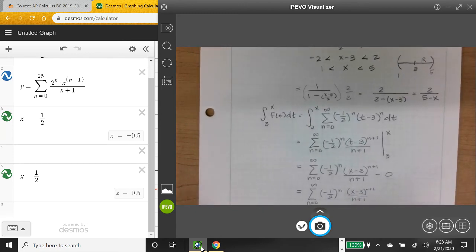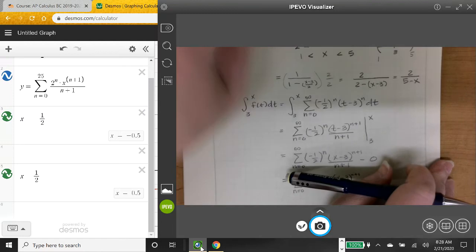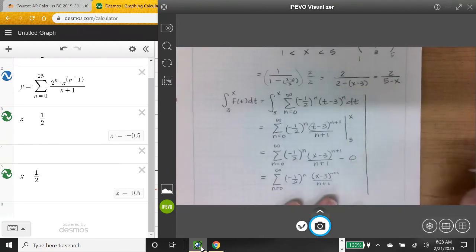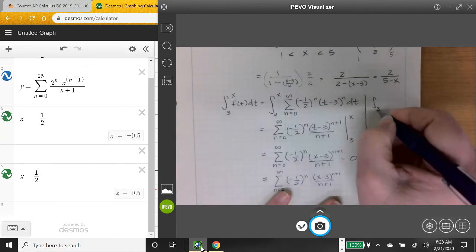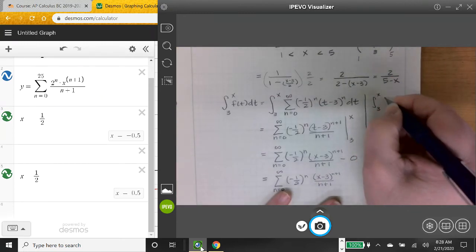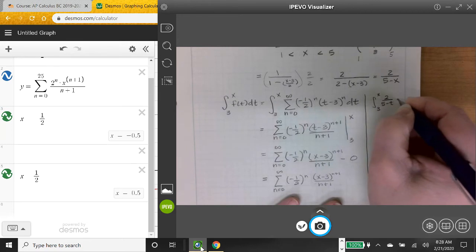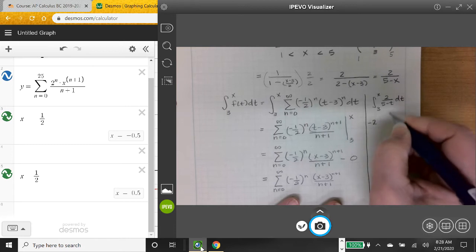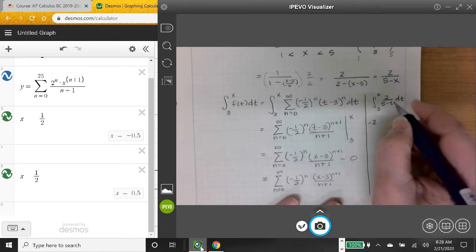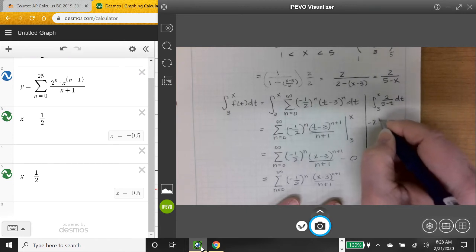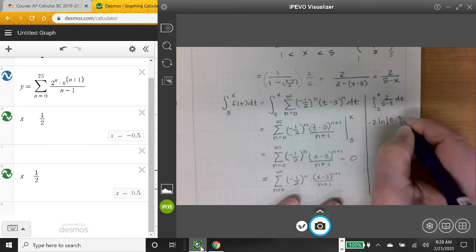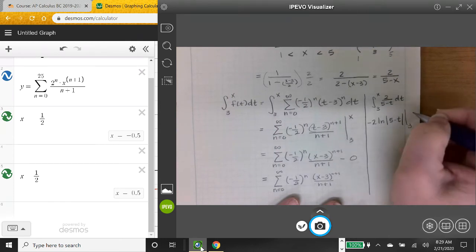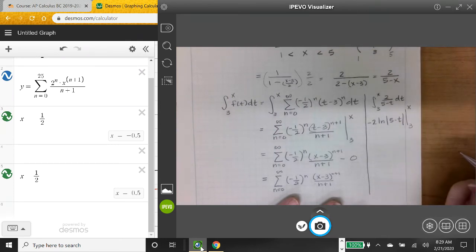All right, so I'm going to do the same thing here, where I'm going to integrate what function we had here. I wonder if I have enough space over here. I'm going to try. Here we go. The integral from 3 to x of 2 over 5 minus t dt. And that's going to be negative 2, right? Because the derivative of 5 minus t is negative 1. So that's negative 2 natural log of the absolute value of 5 minus t, such that we go from 3 to x.